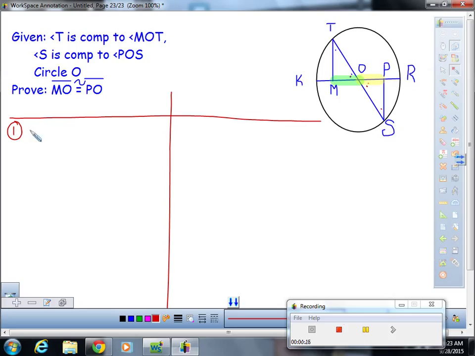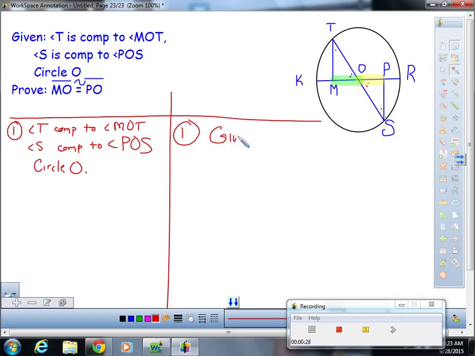So I'll say angle T is complementary to angle MOT, and angle S is complementary to this POS here. And I know that we have circle O. All that tells us is that O is the center of the circle, so we're going to be able to assume that OT and OS are radii. Okay, that is all given.